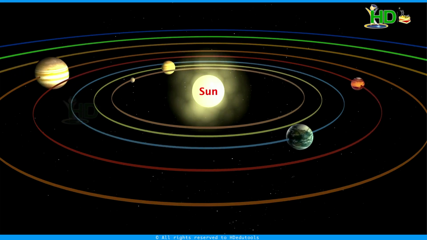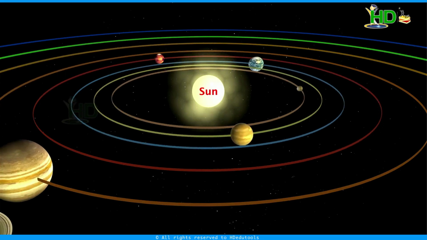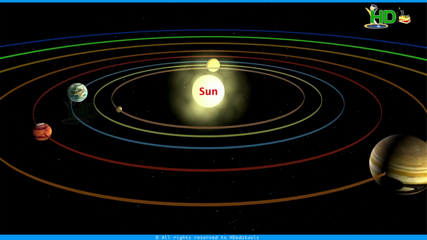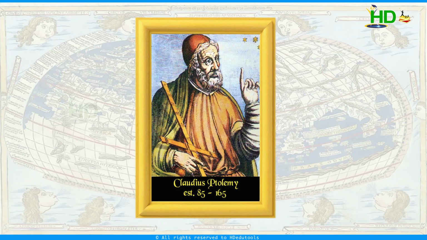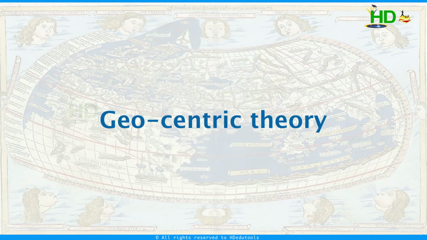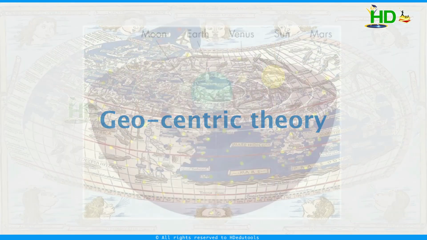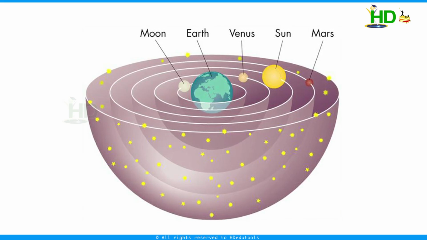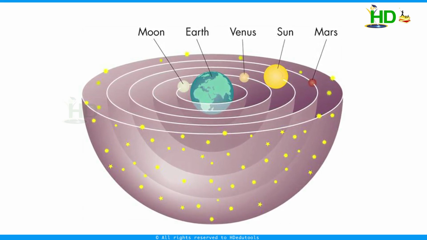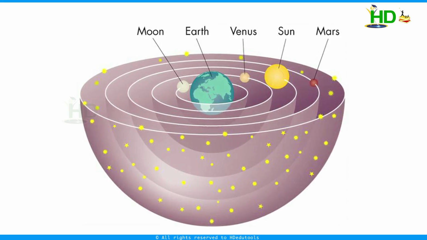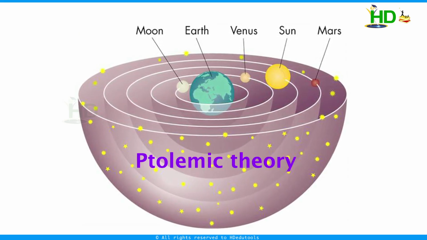The motion of planets, moon, sun, etc. puzzled many scientists. It was Ptolemy in the 2nd century AD who put forward a theory known as geocentric theory. According to this theory, Earth is the center of the universe. All other planets, including Sun, revolve around the Earth. This theory is also known as Ptolemaic theory.